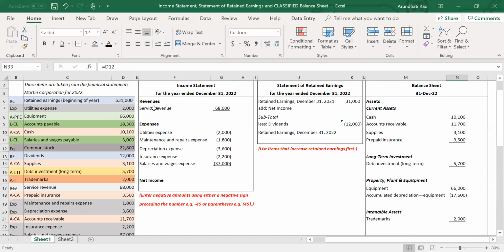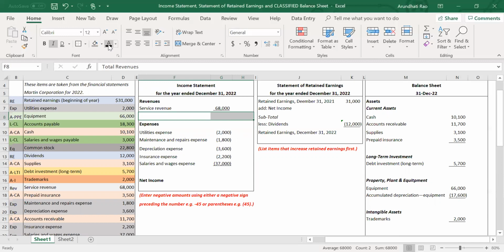Once again, revenues minus expenses will give me net income. The order in which I list my revenues and my expenses is not important. Assets, liabilities, owner's equity, if it's a classified balance sheet, you have to list them in these groups. You have to group the assets and liabilities, and then the current assets have to be in the order of liquidity. Okay, now that I've taken care of that, let me add up the numbers.